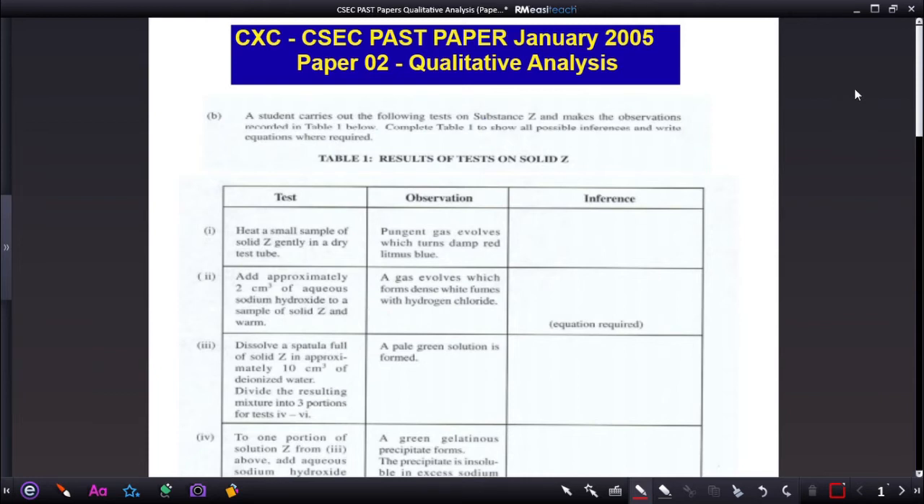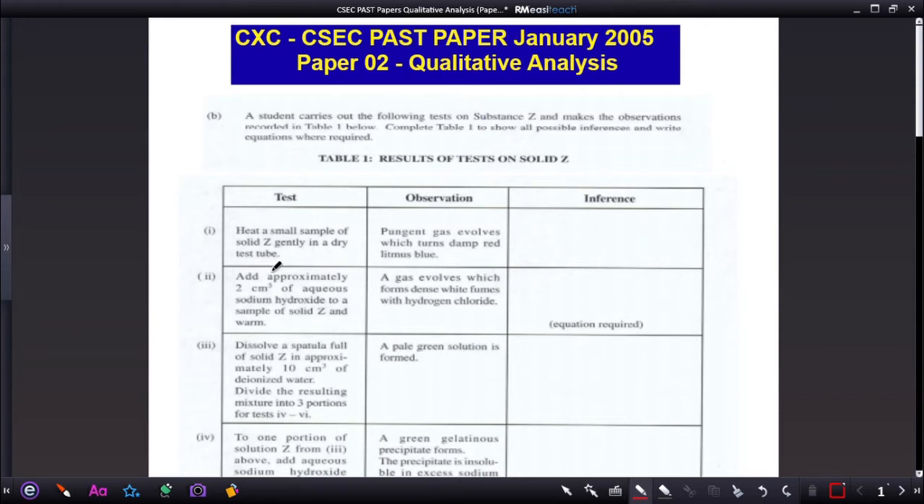In today's video, we are going to look at some series of qualitative analyses from paper 2 of the chemistry CSEC exams. So let us begin. A student carries out the following test on substance Z and makes the observation recorded in table 1 below. Complete table 1 to show all possible inferences and write equations where required.